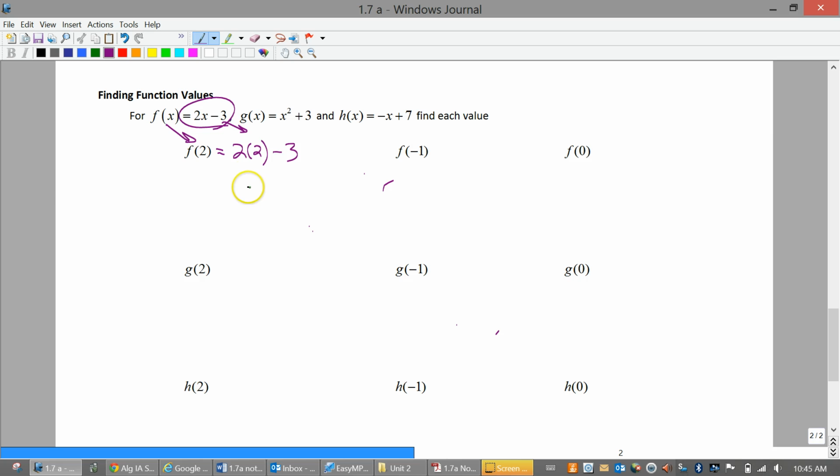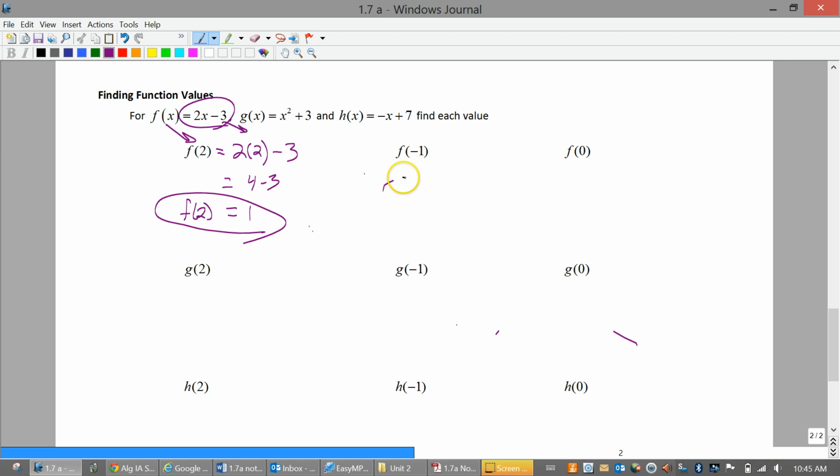With me on that? We just put 2 inside the function machine. Now it's going to say multiply by 2, subtract 3. Do that math. 4 minus 3, 1. So what we're going to say as our final statement, we're going to say function machine f, when we put 2 inside of it, it turns out 1. Okay? That's what this statement says. It says f of 2 equals 1. Literally it means function machine f takes the number 2 and turns it into 1. That's the rule.